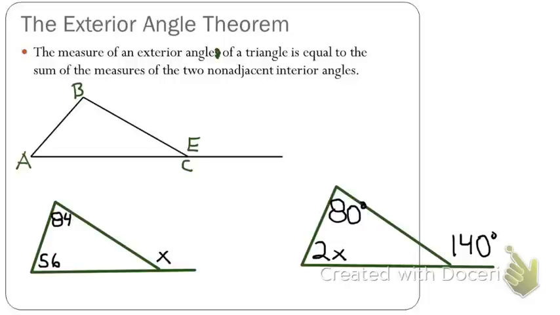So if I'm looking at what this says, I'm saying that the measure of angle A plus the measure of angle B is going to be equal to the measure of angle E, which is this angle out here.